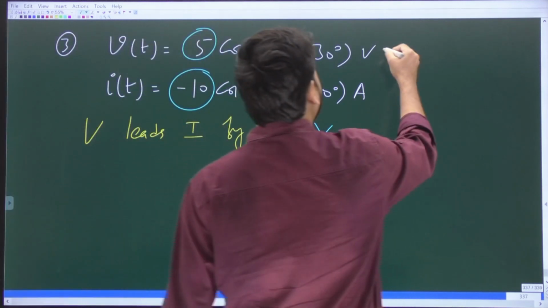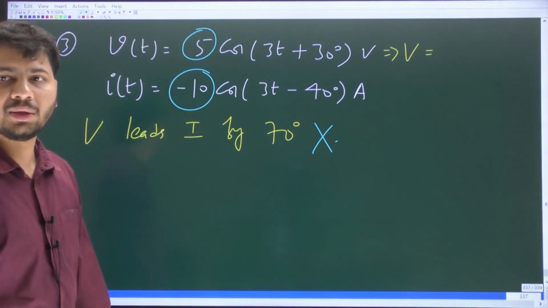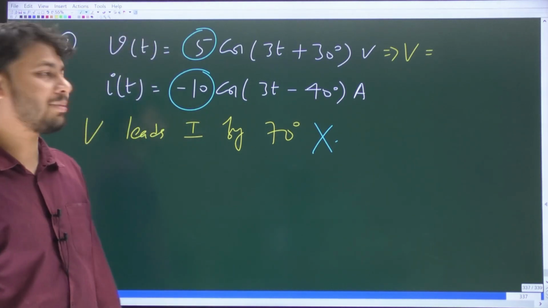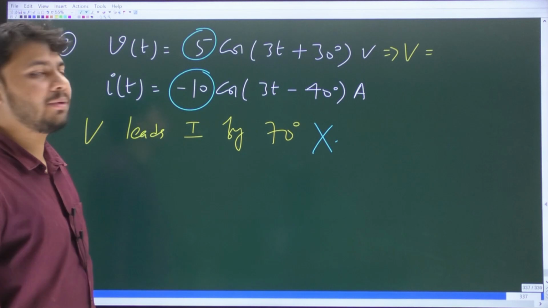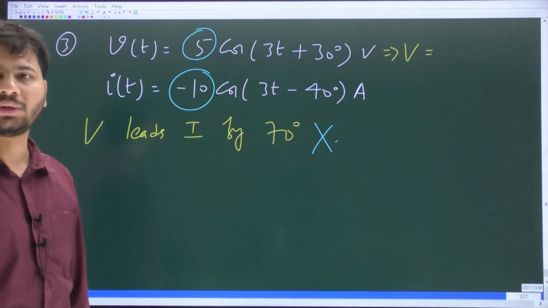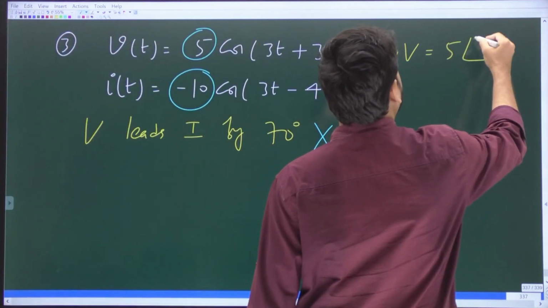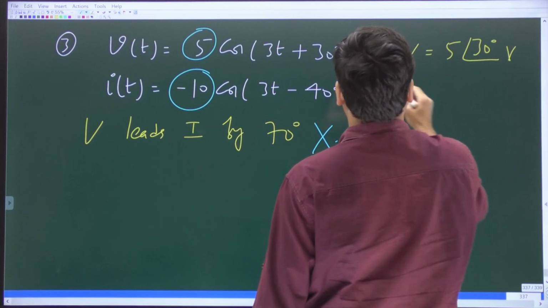So small v of t in phasor form would become capital V. So what is this phasor voltage capital V? Would it not be 5 at an angle 30 degrees? Yes or no? 5 cos(3t plus 30 degrees), the phasor form would be 5 at an angle 30 degrees volts.